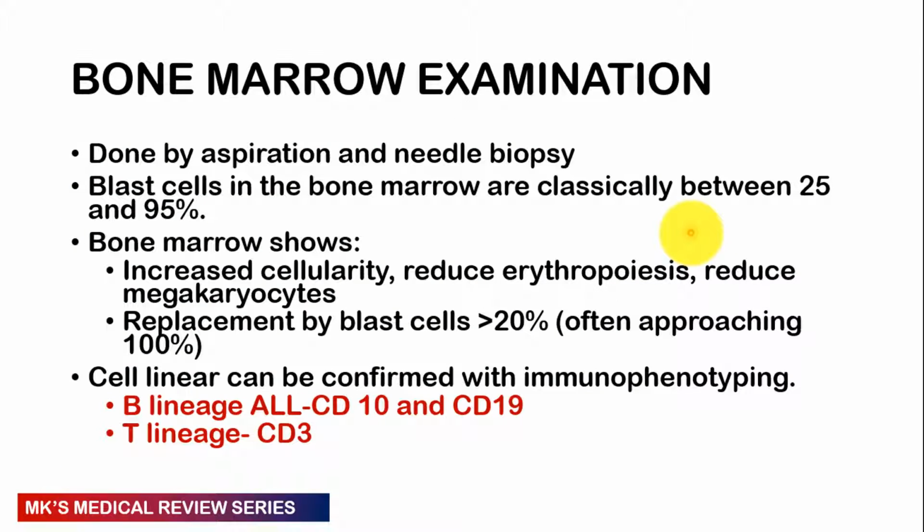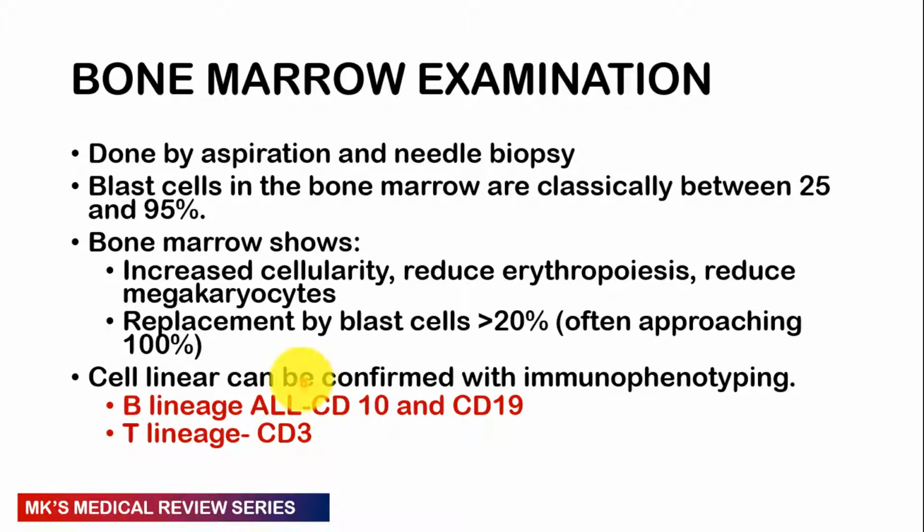And of course, you do also a bone marrow examination, which can be done by aspiration and needle biopsy. Then of course, in the bone marrow, you classically see more than 20%, so about 25%, sometimes even as high as 95% of the cells being blast cells. And of course, the bone marrow is going to be showing features like increased cellularity, reduced erythropoiesis, reduced megakaryocytes, replacement of the bone marrow with blast cells. Often it can even be 100%.